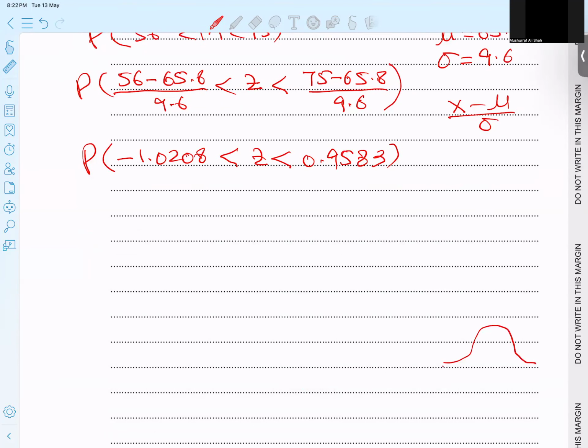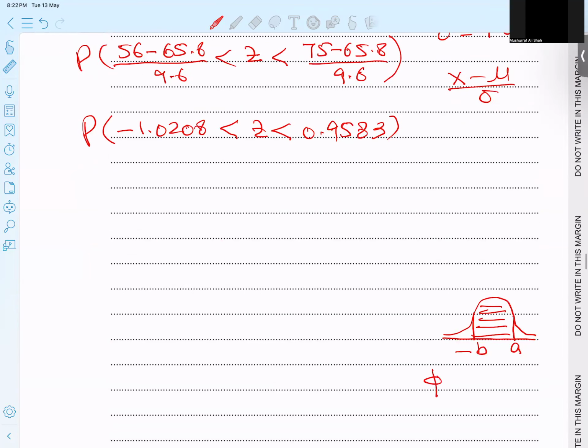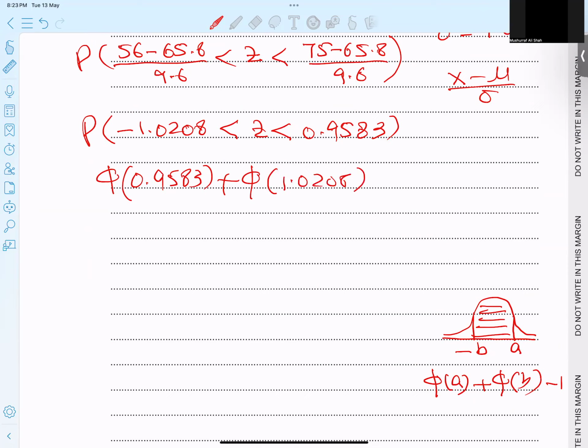Now, students, basically I can show full working, but I'll tell the technique. What is the technique we have when one number is positive and one number is negative, and we need the area in the middle? Phi of the bigger value plus phi of the negative value without the minus sign, and minus 1. This is the formula. So let's apply the same criteria here: phi of this number, 0.9583, plus phi of this number without the negative sign, 1.0208, and minus 1. The minus comes from the formula. I hope the concept is very clear.